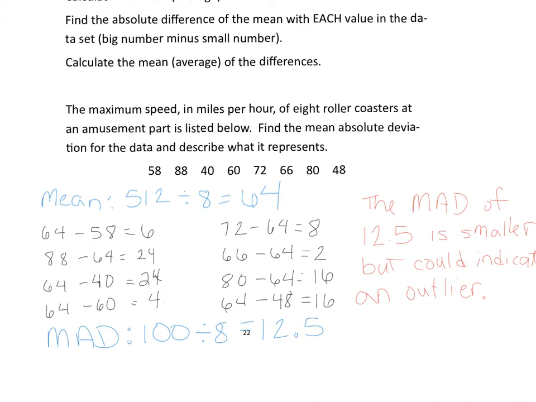And when we look at it, there really isn't one other than maybe 40. But again, you have 48, but then there's a little gap to 58. And if you look at the other end, there's 88, and there's a little gap to 80, and then to 72. So the data isn't really totally consistent, and that's why it has the higher mean absolute deviation.